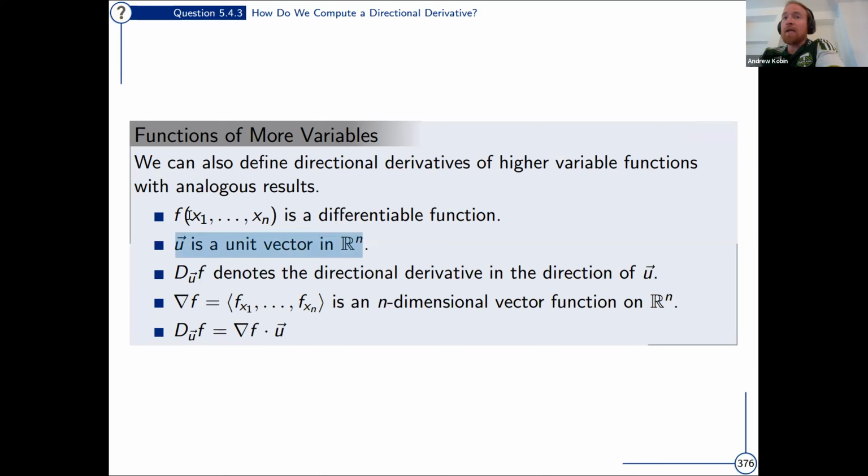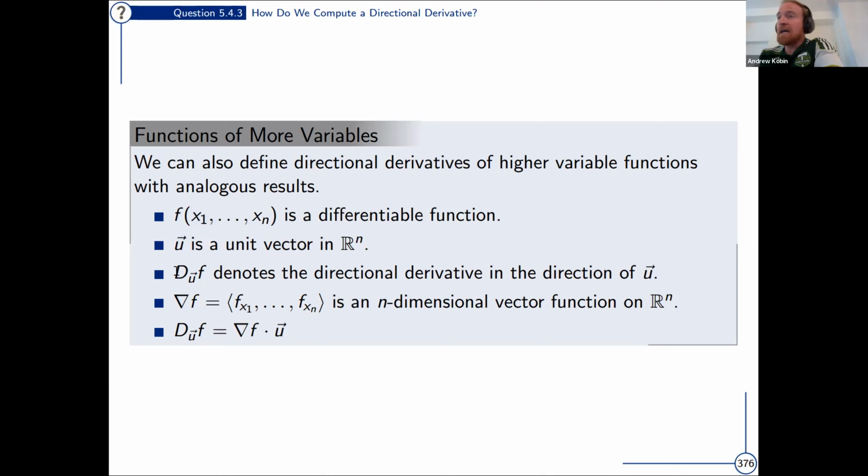So if we start at a point x1 through xn that has some coordinates in n-dimensional space, and we choose a unit vector to travel 1 unit away from that in any direction, we will let D_u of f denote the directional derivative of our function f in the direction of that vector. And we can define this algebraically using a similar limit formula where we change the coordinates x1 through xn by the coordinates of u times a small parameter t and shrink t down to 0.